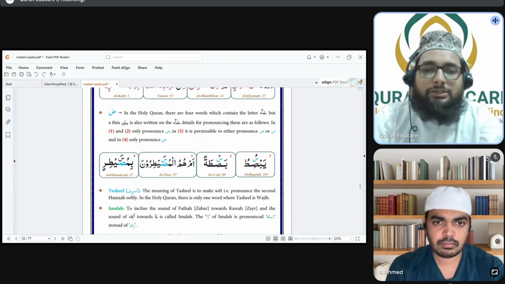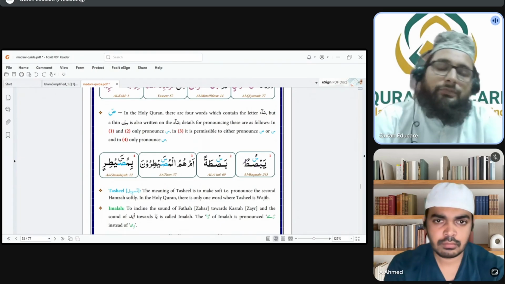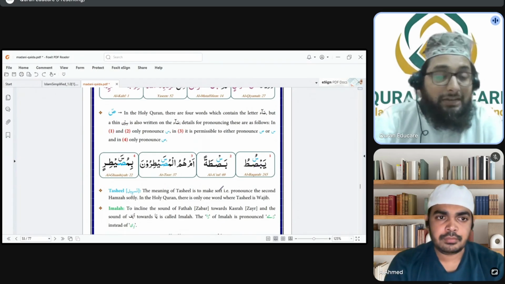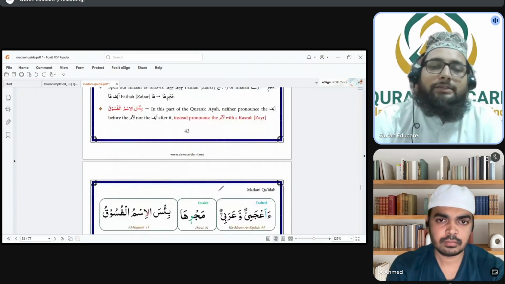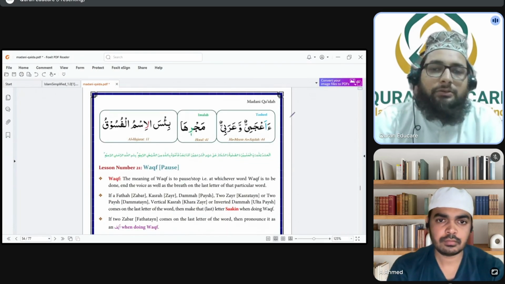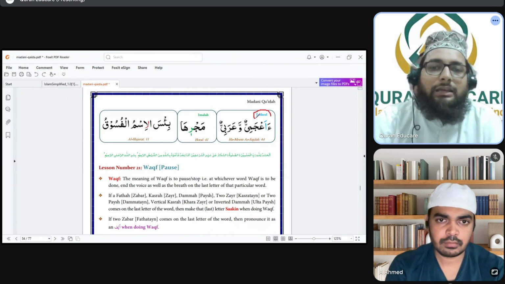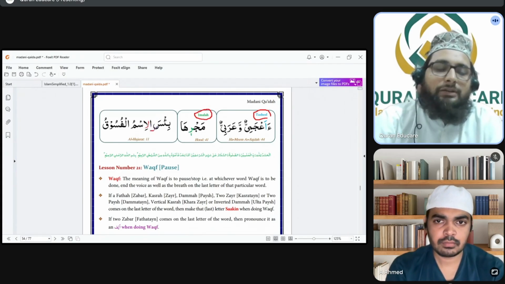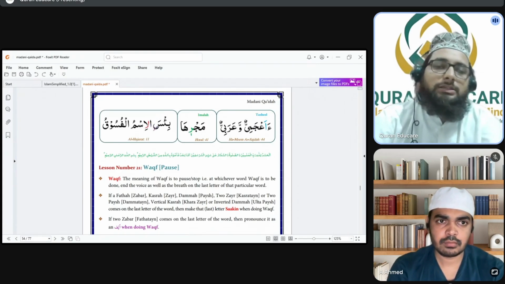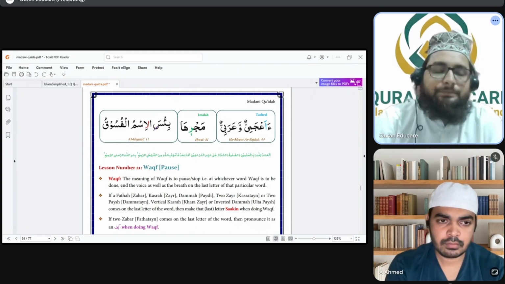And then we learn about the letters of the word where seen and sad are written together. So there's a confusion, should we read the seen or the sad? We learn where we should read seen and where we should mention sad in the word. And then we learn about the concept of imala, and where we should mention the alif, and we should note this in lesson number 20.